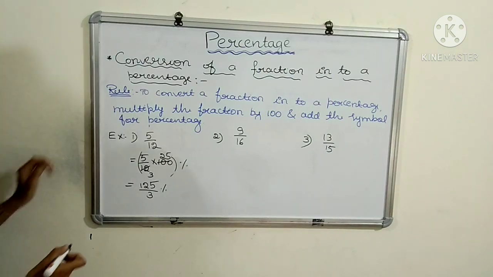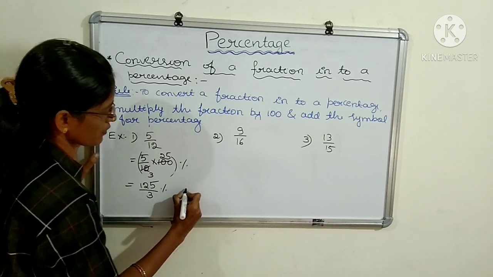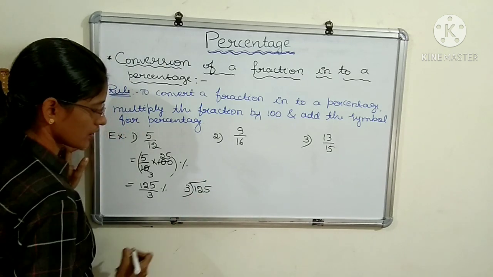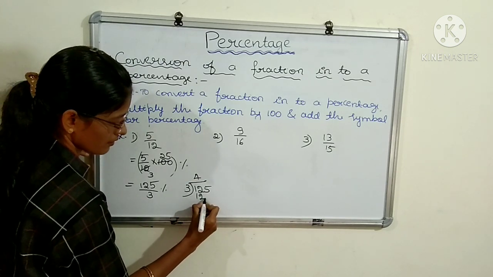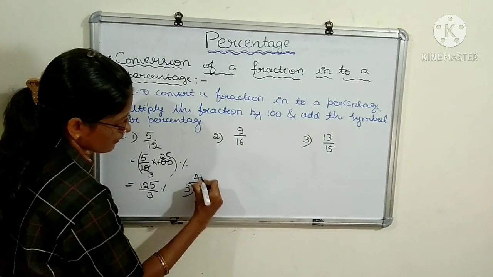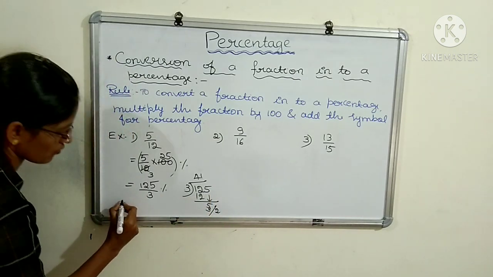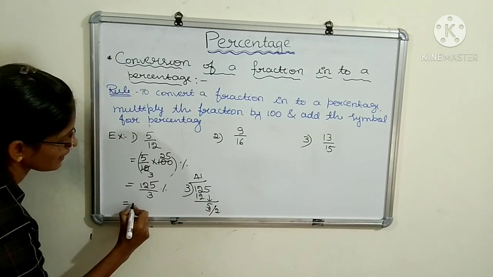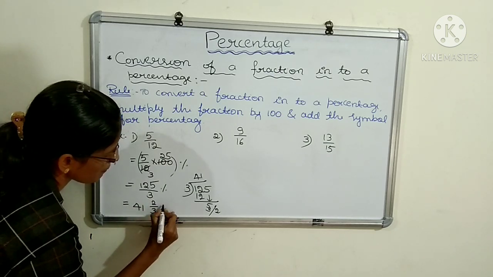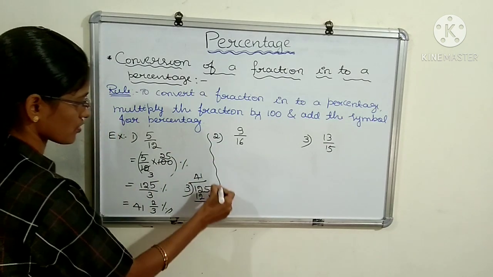So to keep this answer in mixed fraction, what must we do, students? We must divide this. Here 3 4s are 12. Carry the 5 down. Here 3 1s are 3. 2 left out. So in mixed fraction we can write 41 integer 2 by 3 percentage. This is the answer. Now let's go for the second question.